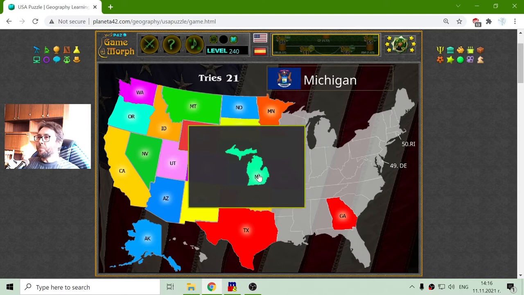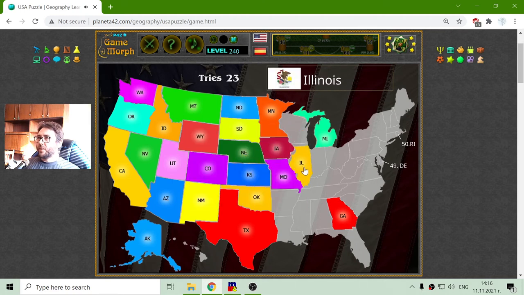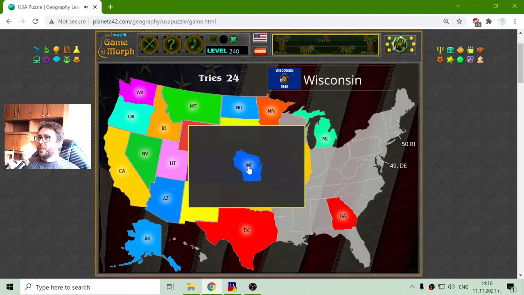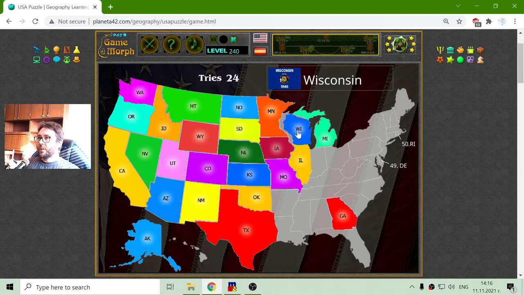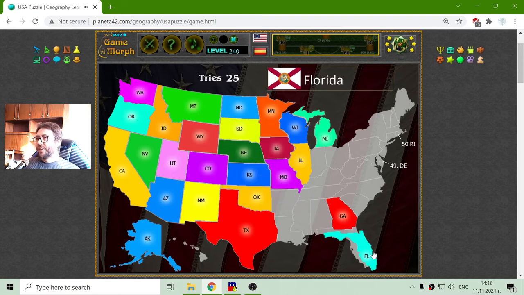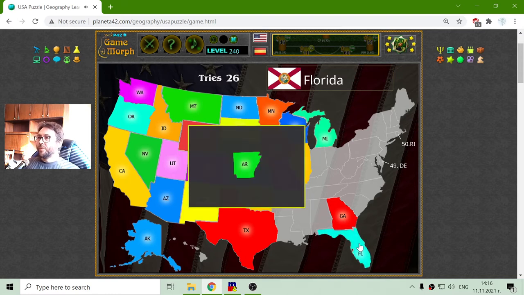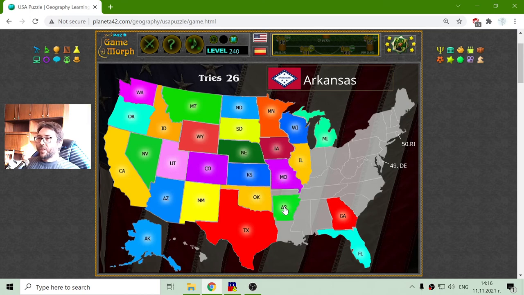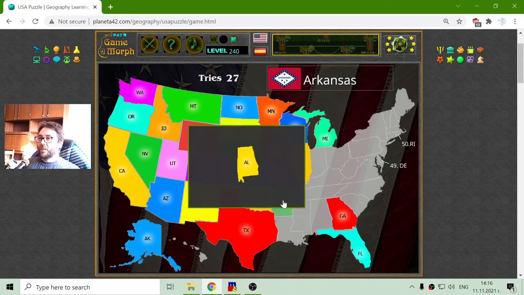I will reach this. This is Michigan. Iowa. And Illinois. Wisconsin will fill that part of the United States near the Great Lakes, which are very popular. Florida, yes, Florida. This is the Florida Peninsula. It is very popular. How can I forget this? Arkansas. There is an apple variety that is called Arkansas.